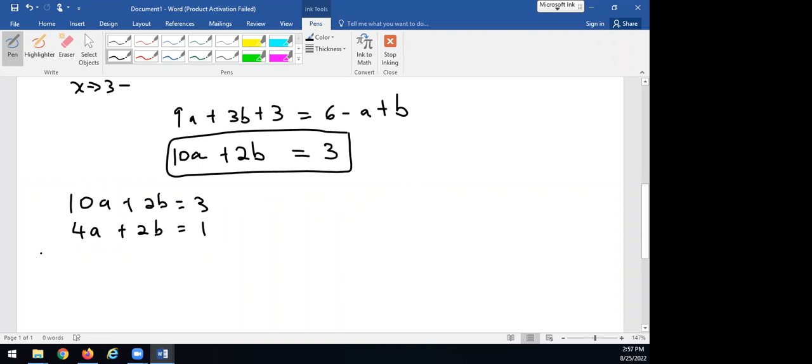And Brady, why would you subtract them? You're correct, but you didn't know why? It gets rid of the 2b. It gets rid of the b, very good. So if you subtract these 2 equations, 10a minus 4a gives us 6a. 2b minus 2b would cancel each other. And 3 minus 1 would give us 2. So we can now solve it. What is a equal to? 1/3. Yeah, you're dividing both sides now by 6. So 2 over 6 is the same thing as 1/3.